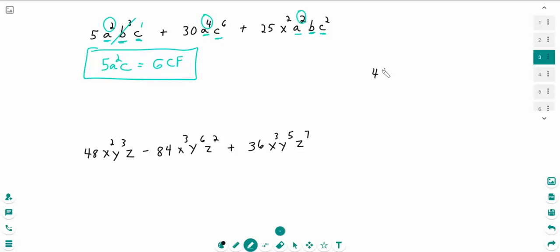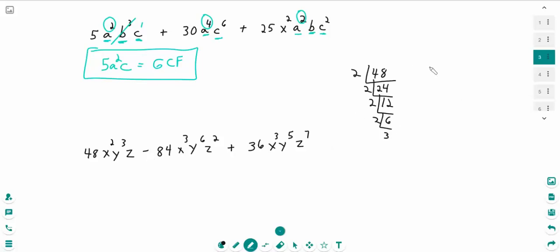So we have a 48. Let's break that down. That would be divisible by a 2, which would give us 24. That's divisible by a 2, which would give me a 12. That's divisible by a 2, gives me 6, by a 2, which would give me 3. 3 is a prime number, so we can stop there.